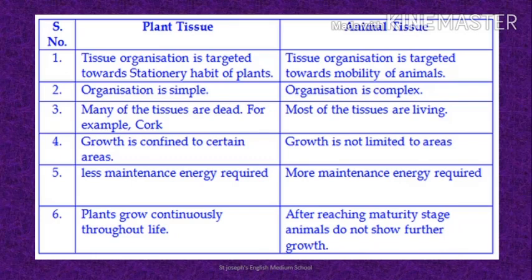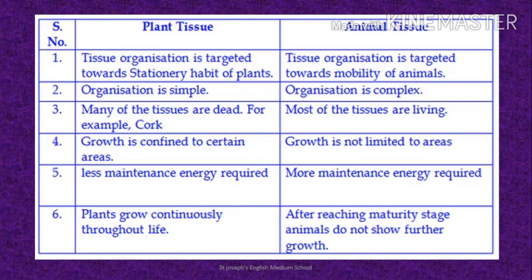The second point: in plants the organization is simple, whereas in animals the organization is complex. The third point: many of the tissues in plants are dead, for example cork, which we will discuss in detail later in the session. Most of the tissues are living in the case of animals.